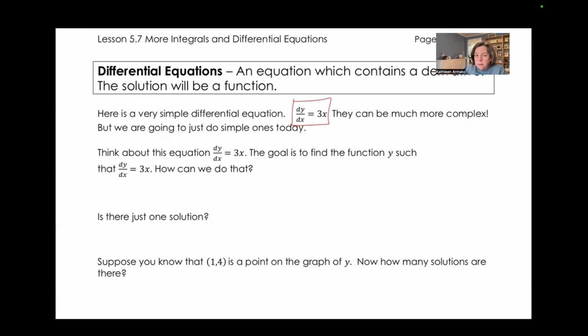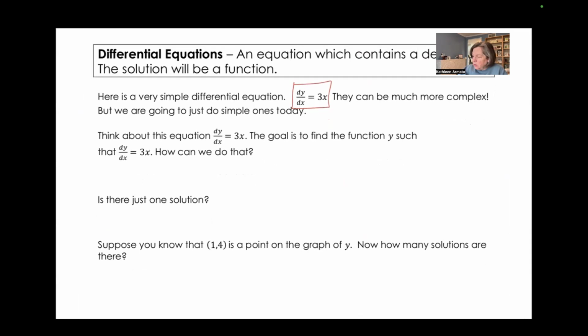We are looking for the function where this is true. Basically, if dy/dx equals 3x, then y would be equal to the integral of 3x dx. Basically, it's like, hey, I took the derivative of something, I got 3x. So what is that thing? Well, why don't I integrate 3x to find out what that was? That would be 3 halves x squared plus c when I integrate.